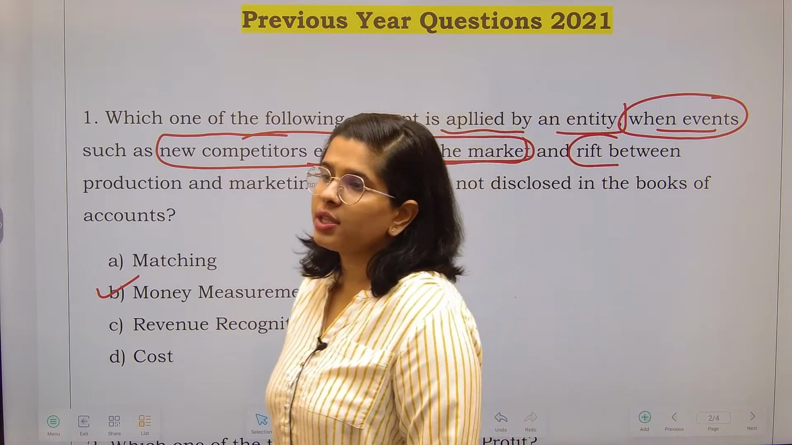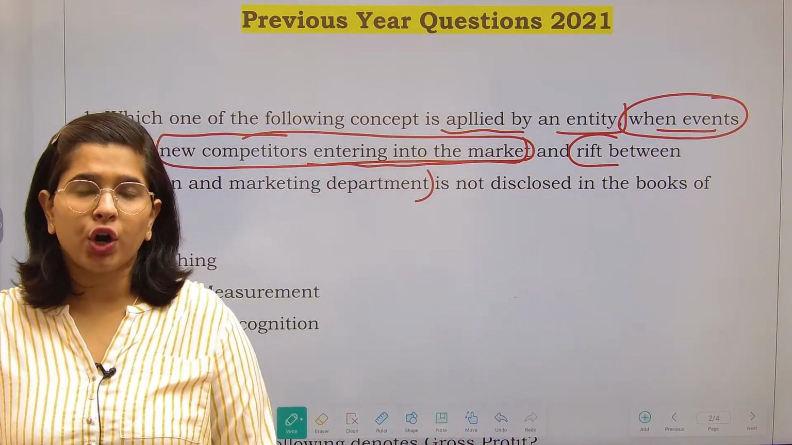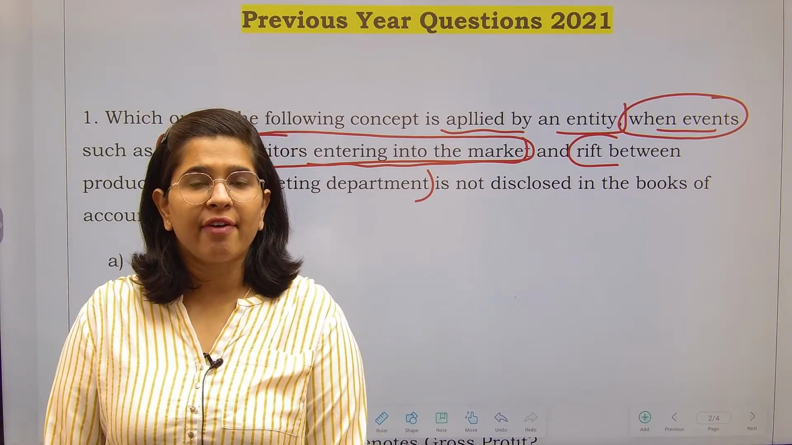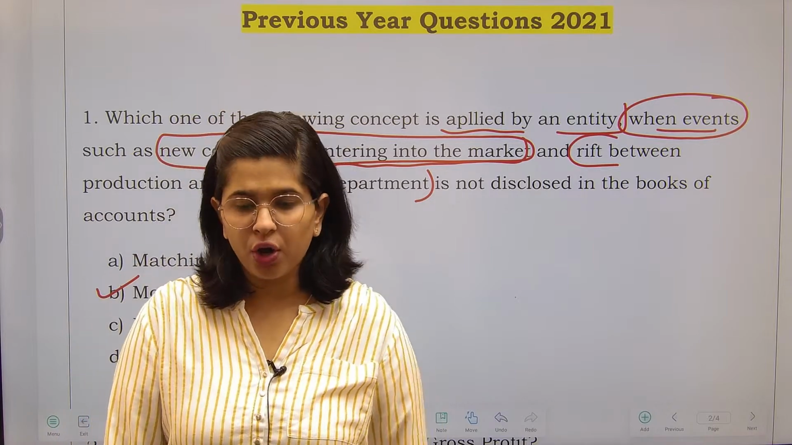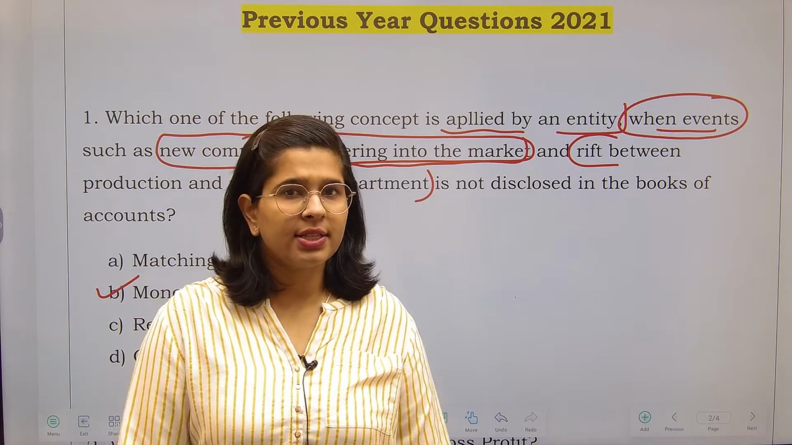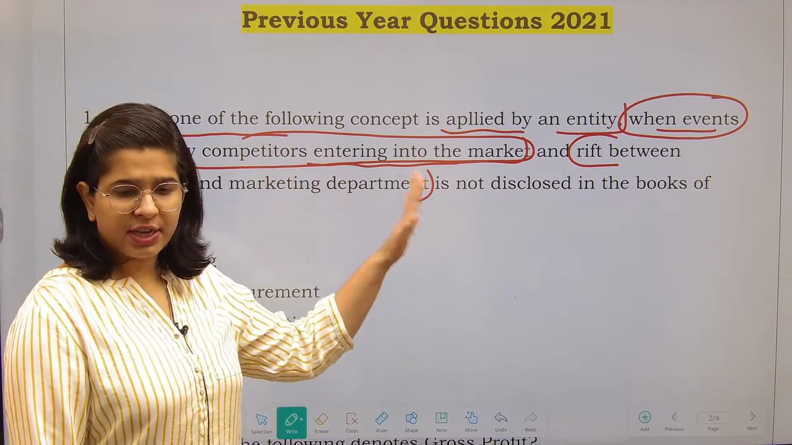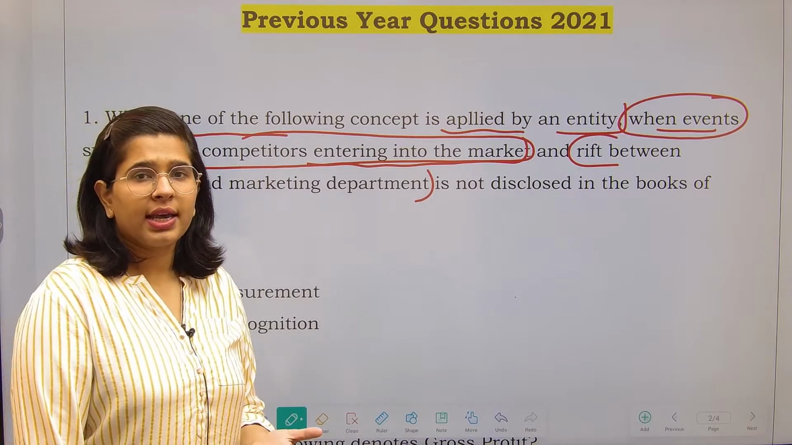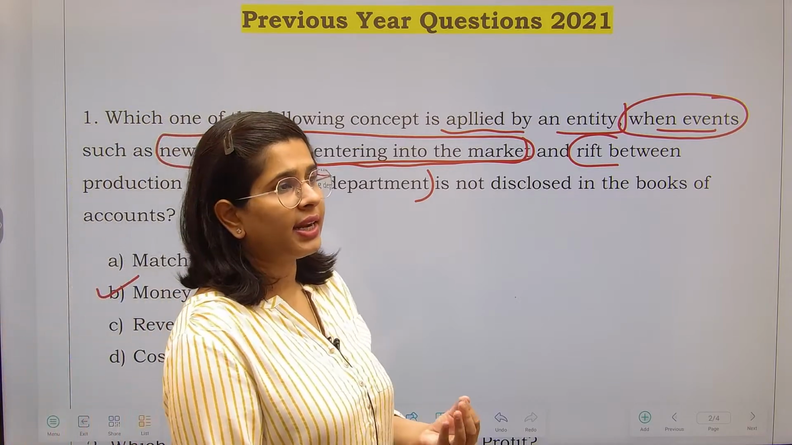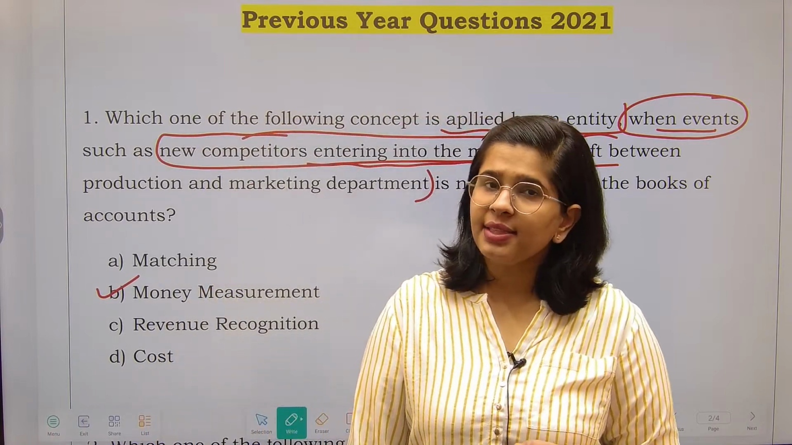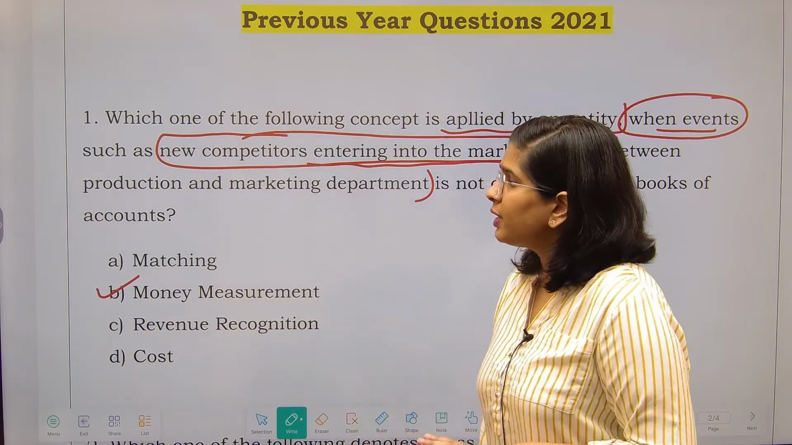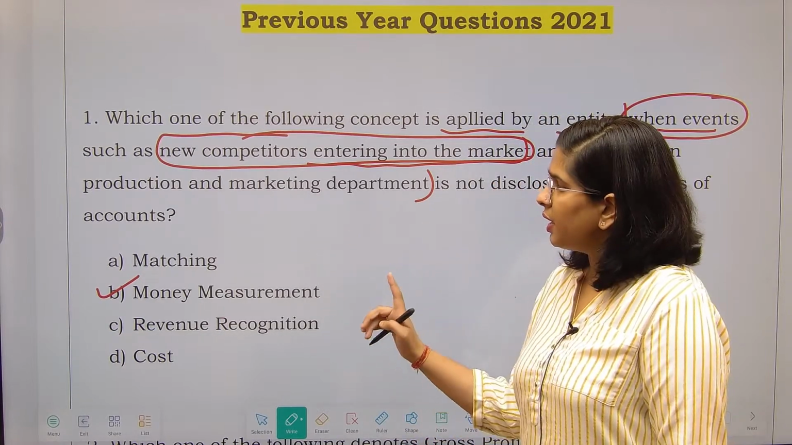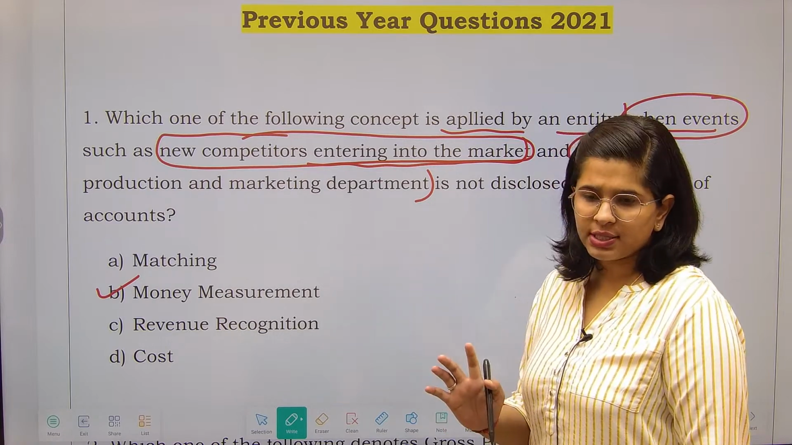Money measurement concept says that you are going to record all such transactions into your books of accounts which have a monetary impact on your organization. Easy concept. These two transactions did not really have any kind of impact, or the organization was not able to measure the impact, so hence they were not recorded. Now let's also see the other options given. Matching concept is given, revenue recognition is given, cost concept is given.